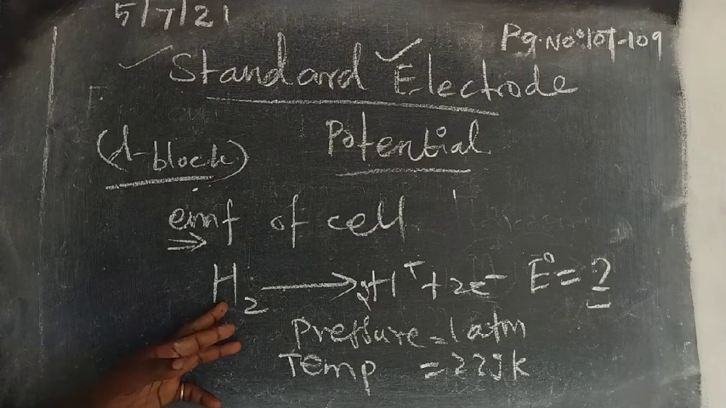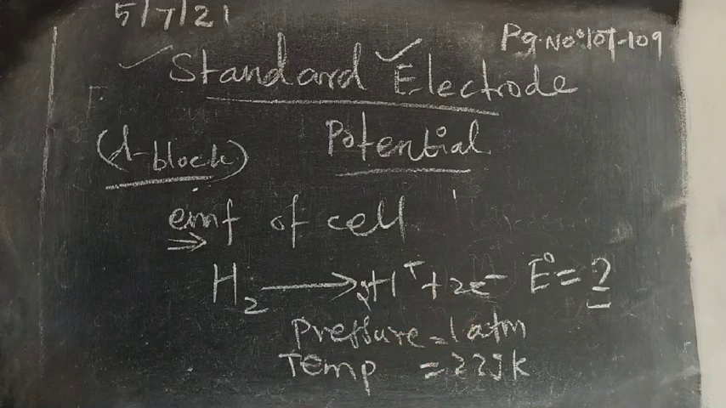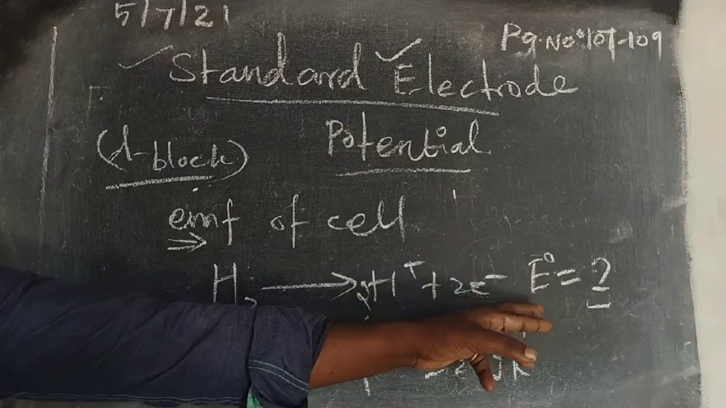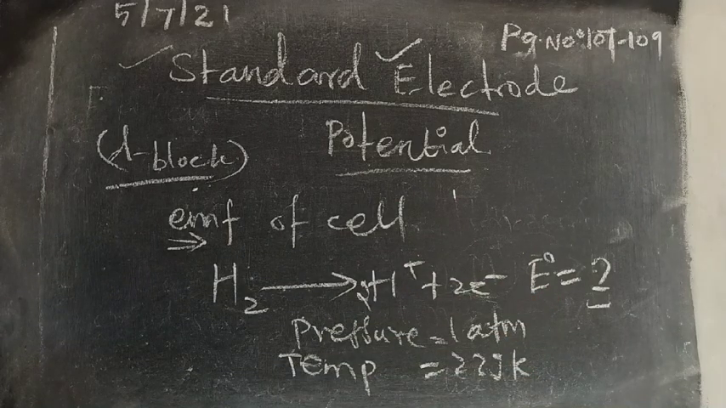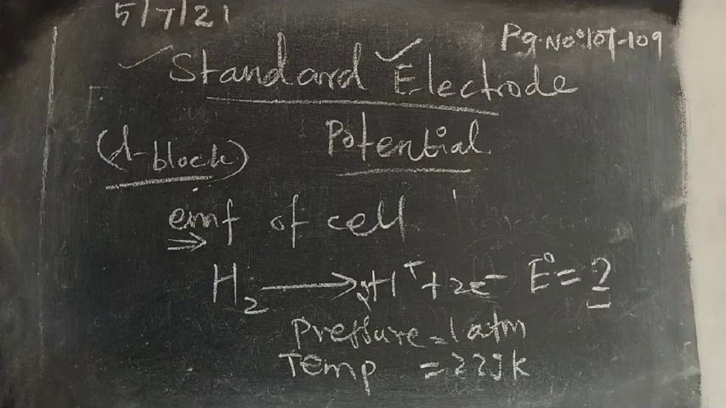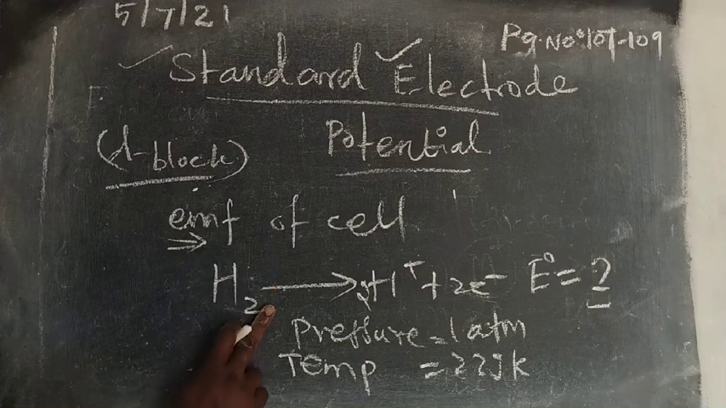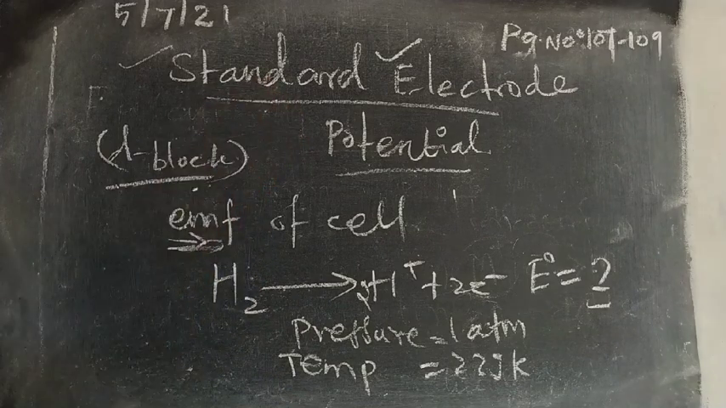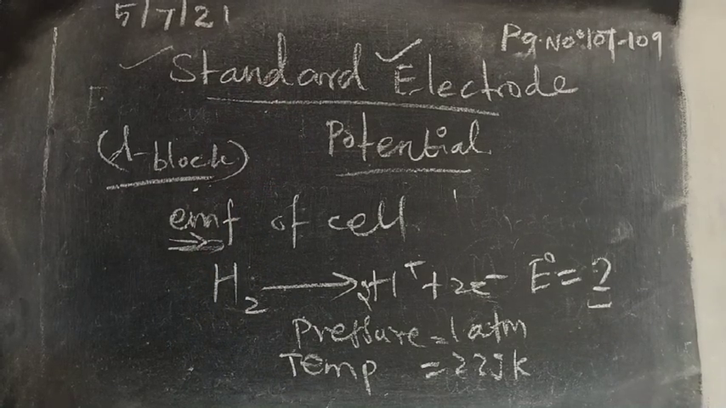In that, hydrogen molecule may dissociate into protons. For this reaction, whatever EMF value of the cell you measure under this 1 atmosphere pressure and 273 Kelvin temperature is called standard electrode potential. Or simply we can say you have to construct the cell under this condition. What is the EMF of the cell? That is only called standard electrode potential.